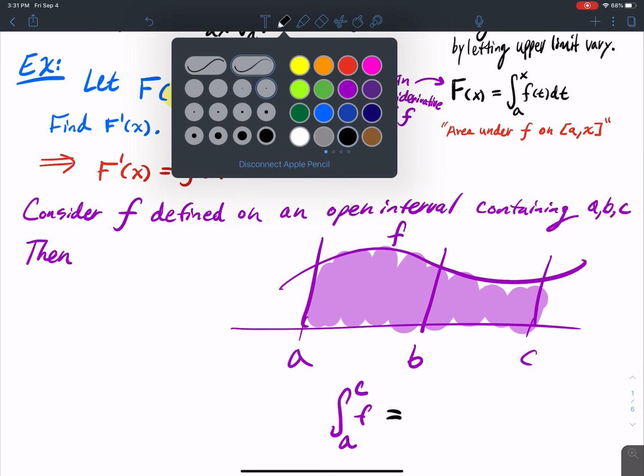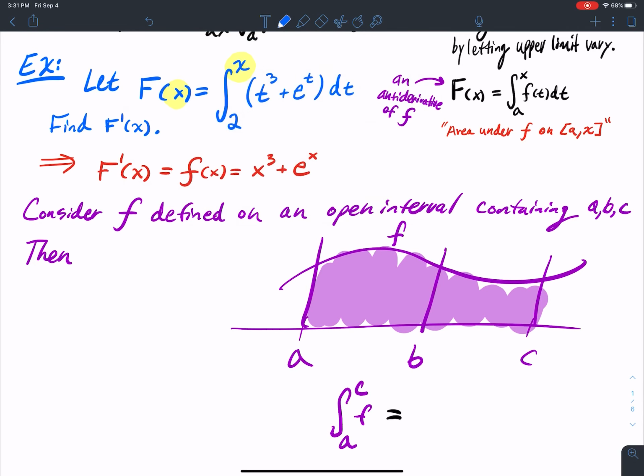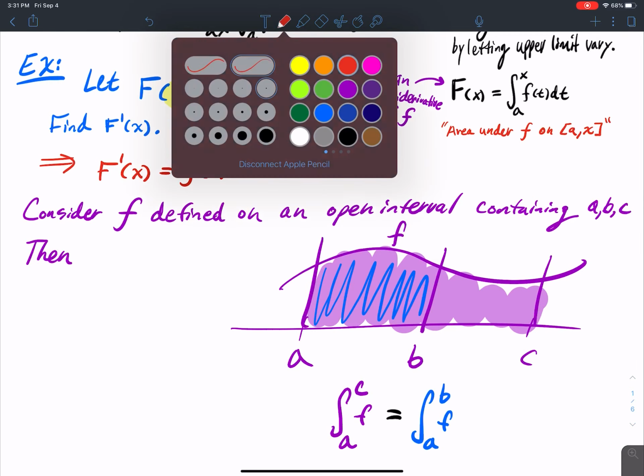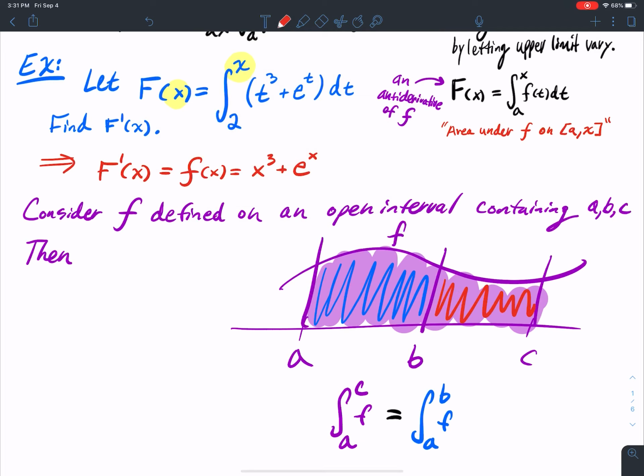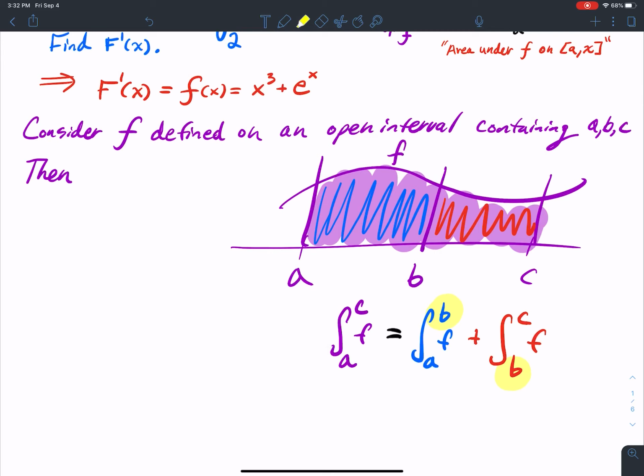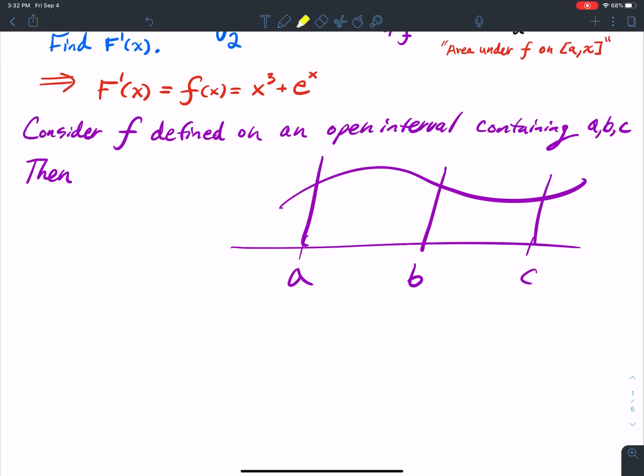We can split this integral up into 2 pieces: the integral from a to b of f, and then from b to c, so plus the integral from b to c of f. As long as you stop and start in the same spot, then you're going to start and finish in the same spot as your original, okay? So that's that idea. We've talked about it before, but I wanted to go back over that, make sure we understood.